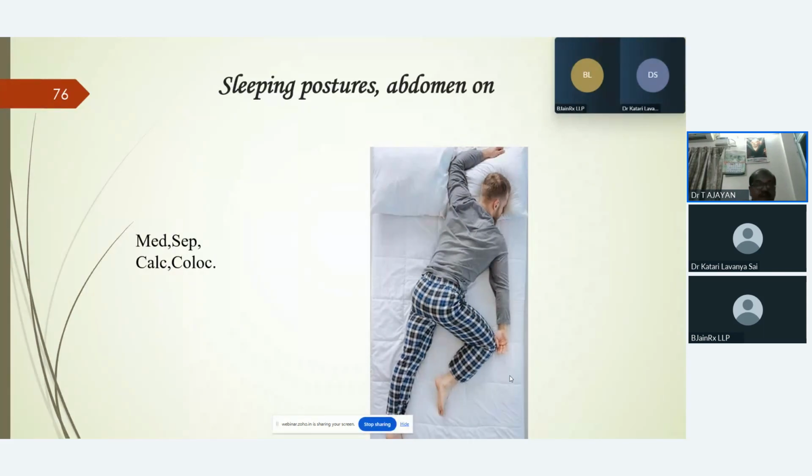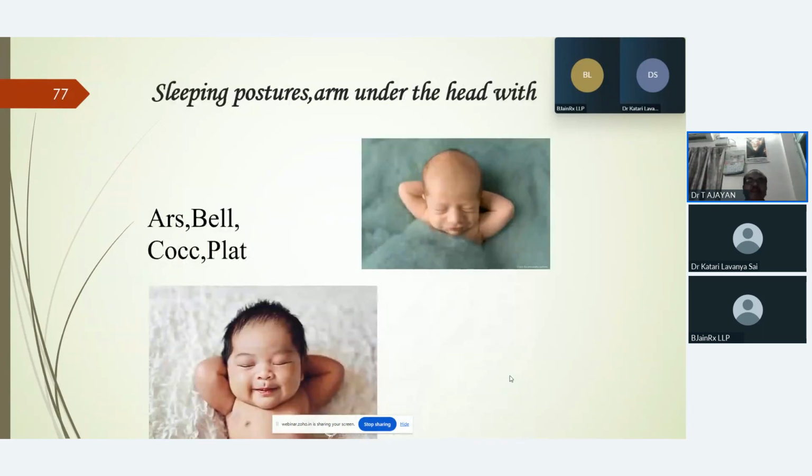Then look, while sleeping, I know of a few homeopathy hospitals that conduct rounds even at night. The reason for conducting rounds at night is this: they are able to collect the characteristic features while the patient is sleeping.